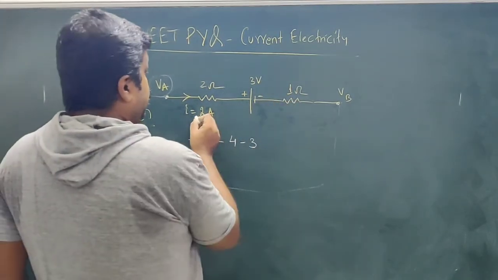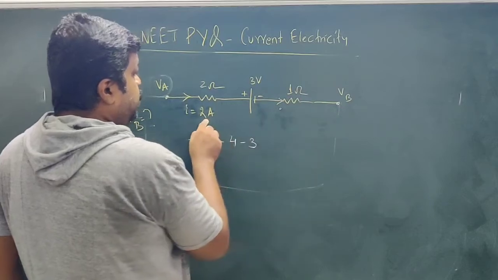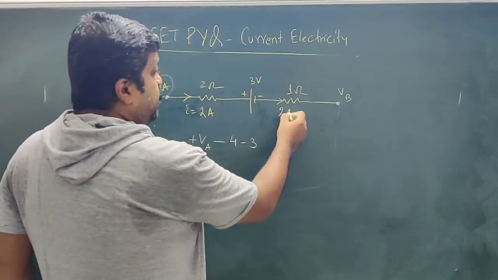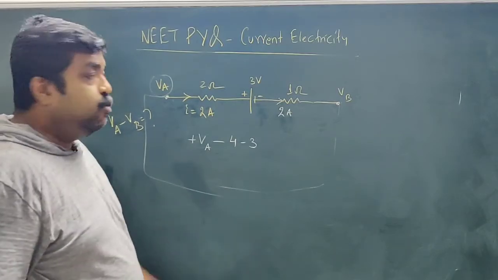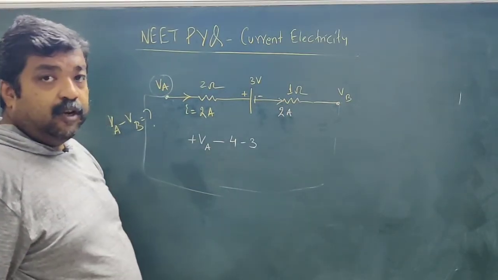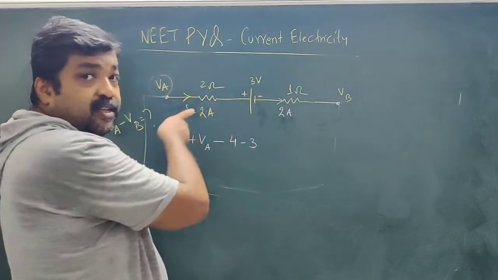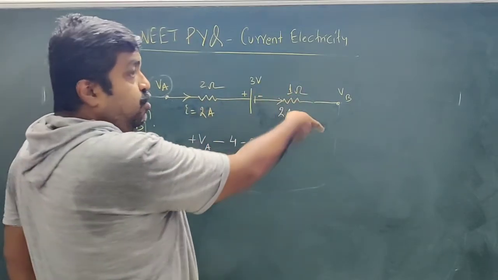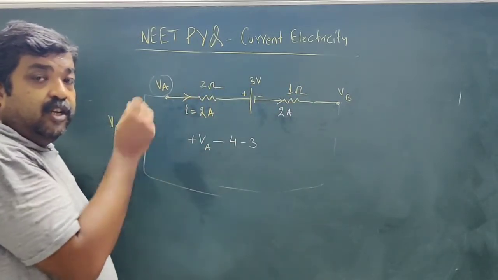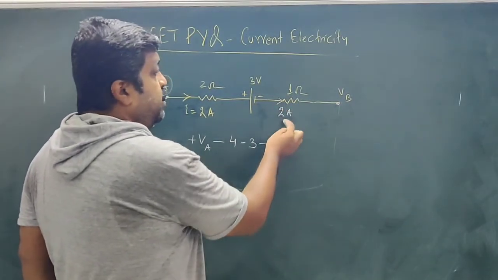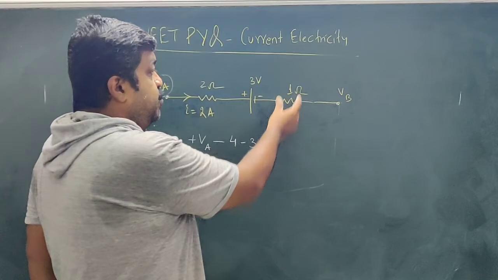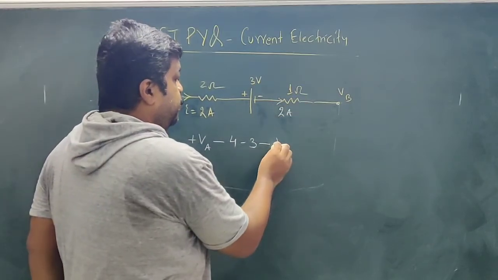Now again, 2 ampere current will flow through this. So again, current is flowing from this end to this end. Current always flows from high potential to low potential, high to low, and loss. We are moving in the direction from high potential to low potential. So there is a loss in potential. Loss in potential means minus sign. So minus 2 into 1. Potential is current into resistance. 2 into 1 is 2.